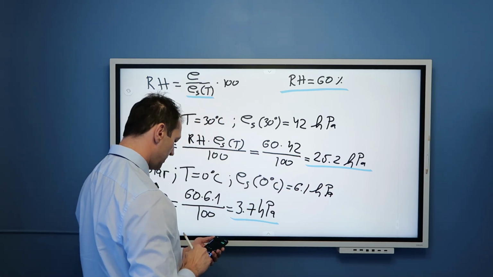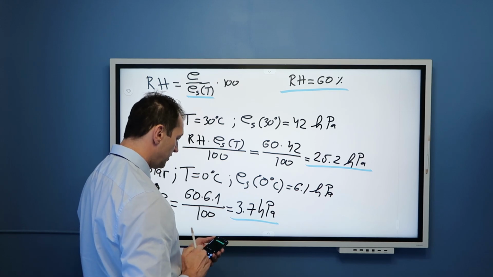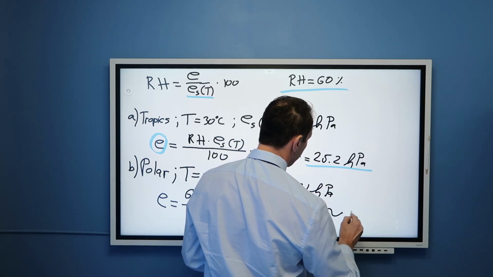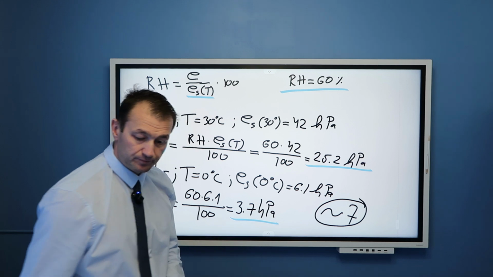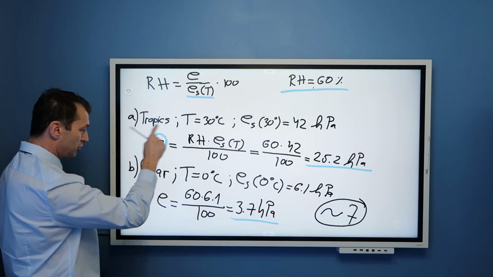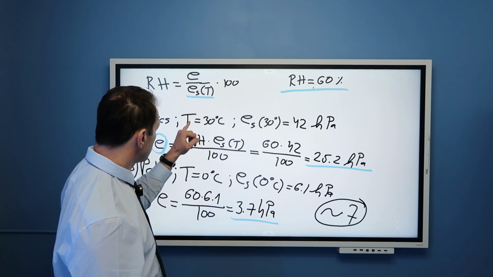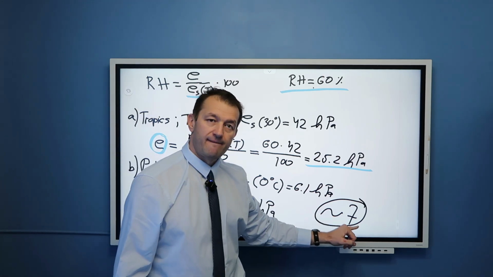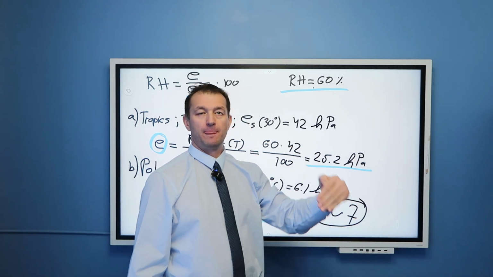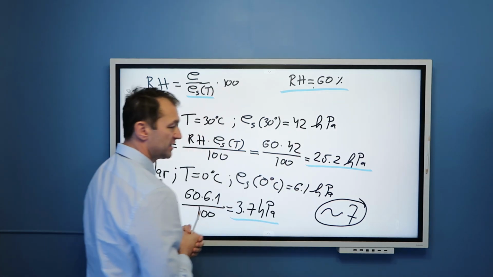If I divide these numbers, 25.2 divided by 3.7, I will get that the ratio is 6.8, around 7. That means that despite the fact that relative humidity in the tropics and polar regions is the same, because temperature in tropics is much higher than in polar regions, the tropics has 7 times more water vapor in the air than the polar regions. But relative humidities are the same, okay?